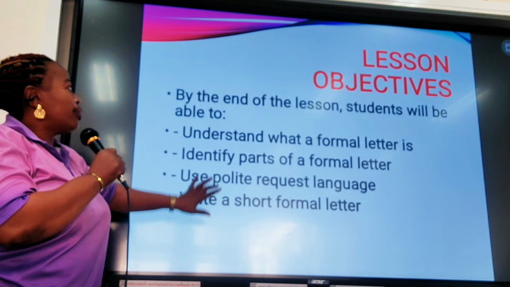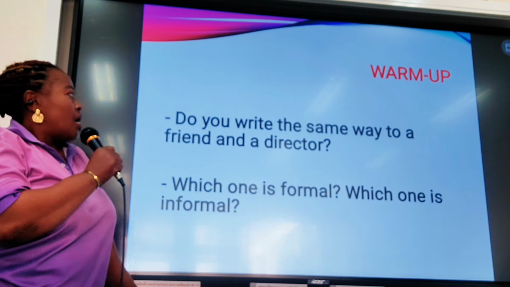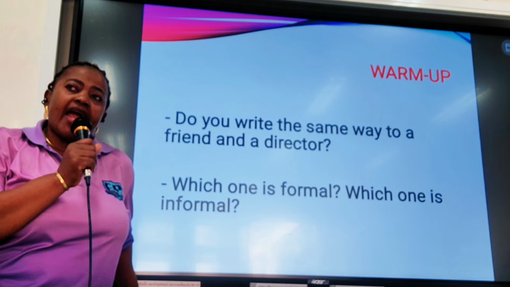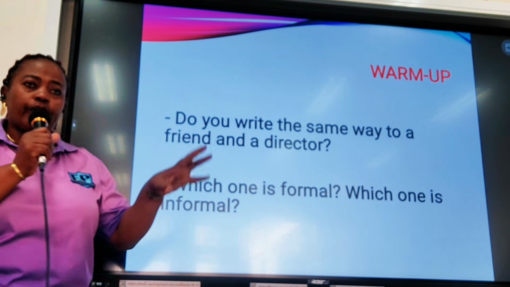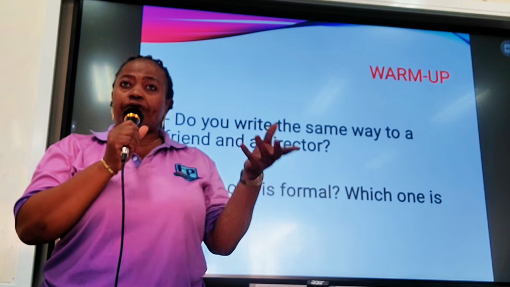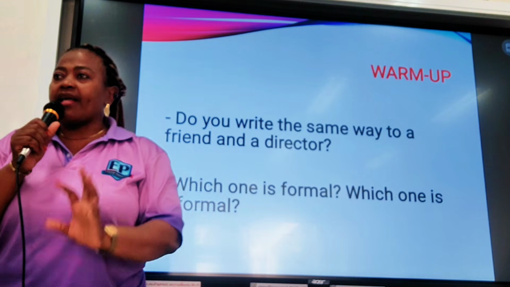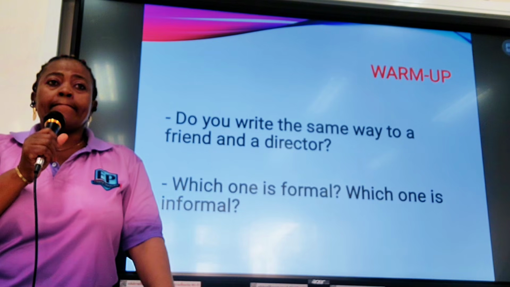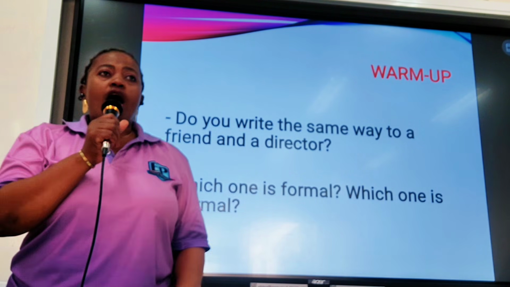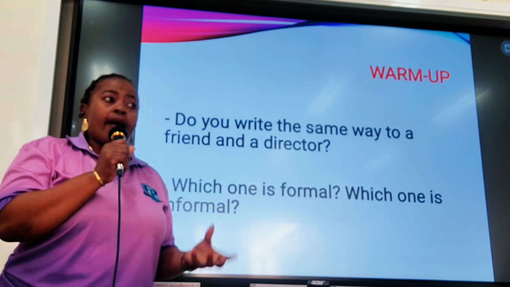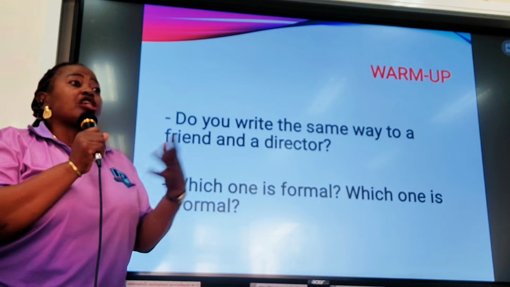Now, before we go to the real lesson, do you write the same letter to your friend and to the director? Let's say, for example, the school director. If you want to write a letter to the school director and you want to write a letter to your friend, are you going to write the same kind of letter? No. Why? Very good. Because the director is an official, it means you are writing an official letter. But when you are writing to your friend, it's just a normal letter.